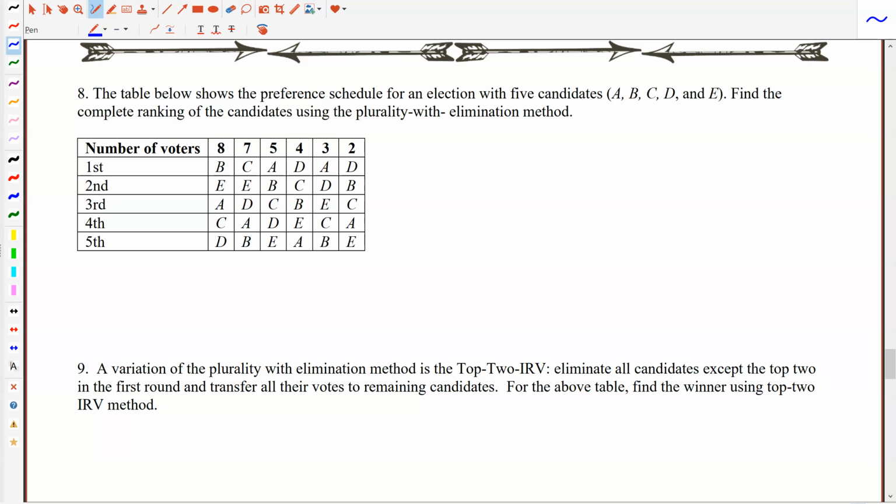So in this table up here, I have an election that's going to have 5 candidates, and we're going to find the complete ranking of the candidates using that plurality with elimination method. If we add up the number of voters across this top row, we're going to find that we have 29 voters. Which means then, 29 divided by 2 is 14.5. So we'll need 15 votes in order to reach majority.